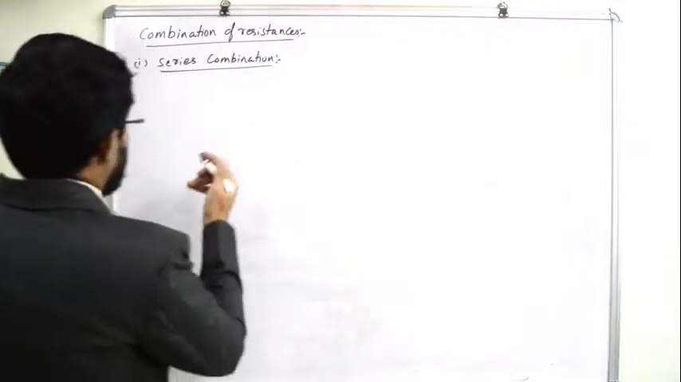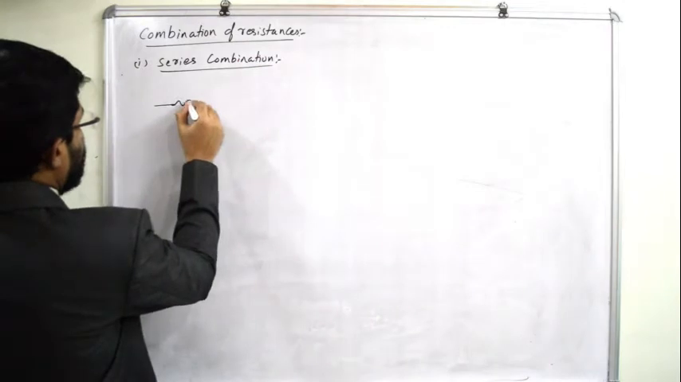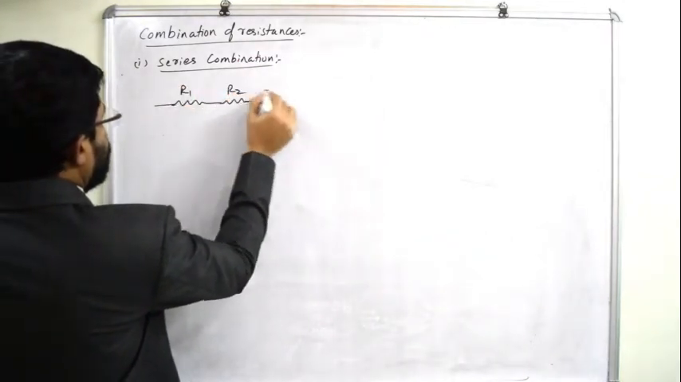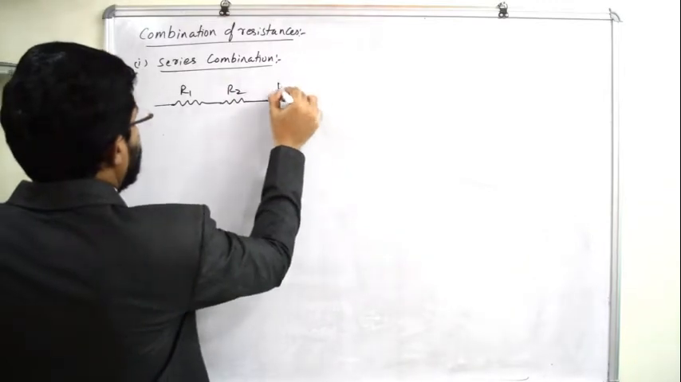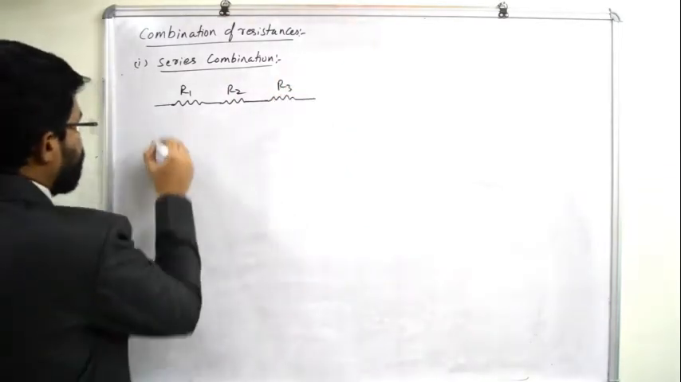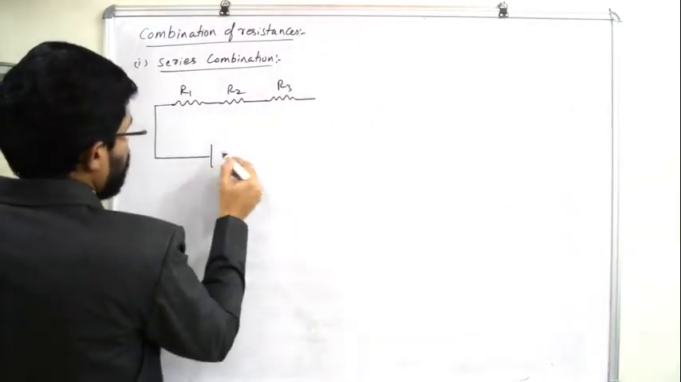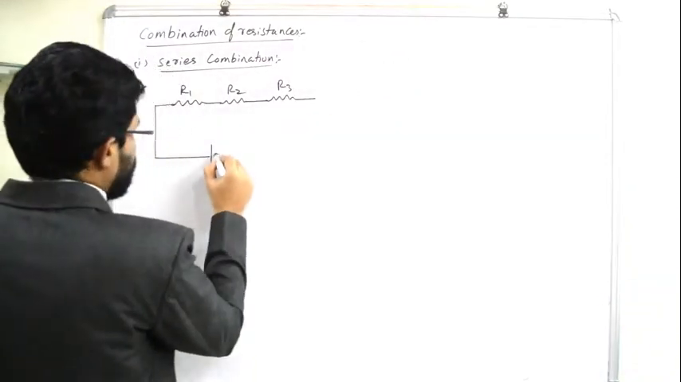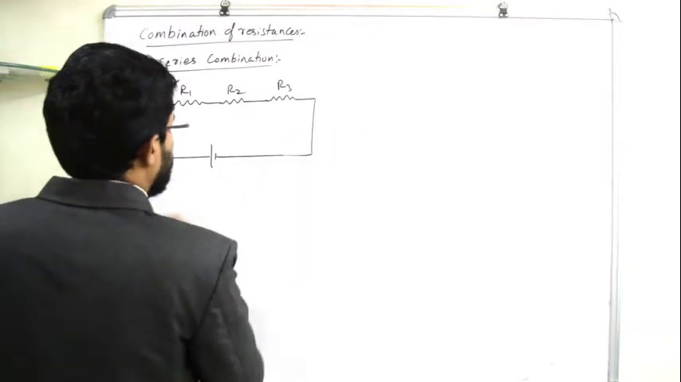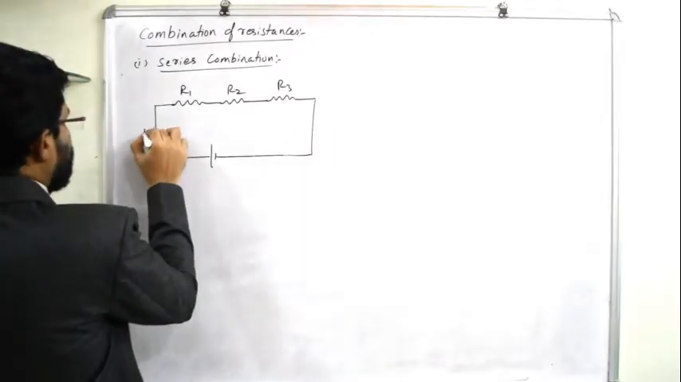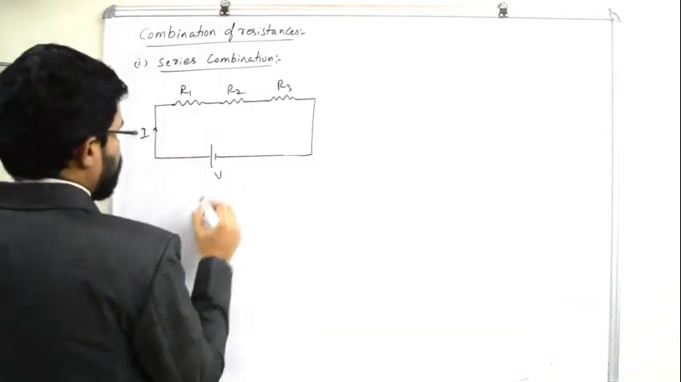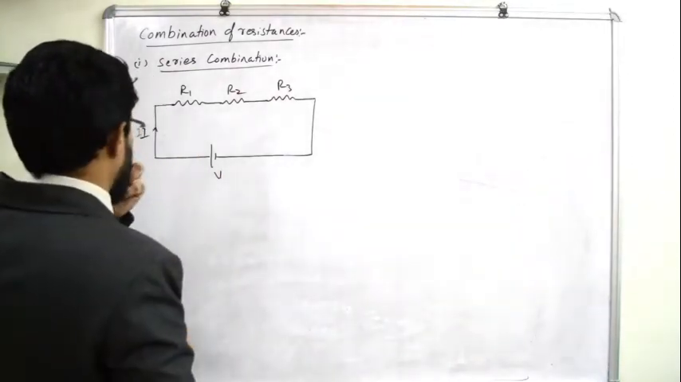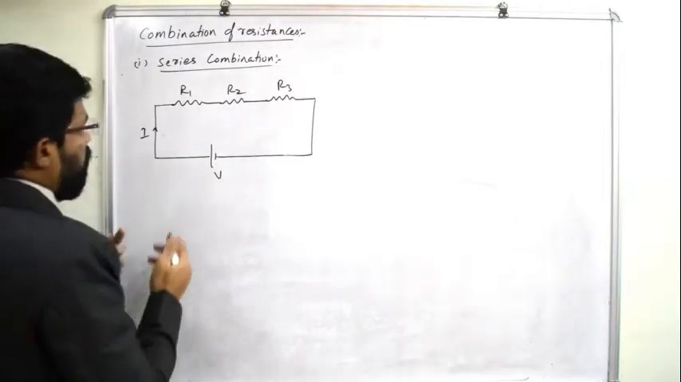Let me take three resistances. Let us say one is R1, R2, and the other one is R3. You can take any number of resistances, you can go up to n number of resistances. Let us say one battery is connected in the circuit like this. A current I is flowing through the circuit, and let the potential difference applied to this combination by the battery be V. Let us assume like that. So what's the situation?